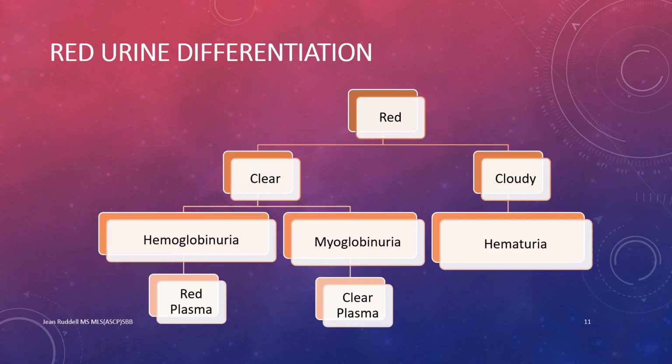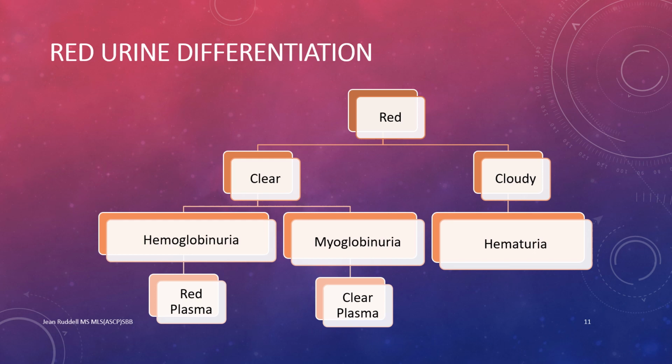Red urine differentiation. If the urine is red, we can look at the clarity of the sample to help us differentiate the cause. If it is cloudy, then you would have hematuria, or red blood cells present in the urine. This would cause a positive dipstick and a positive microscopic test.